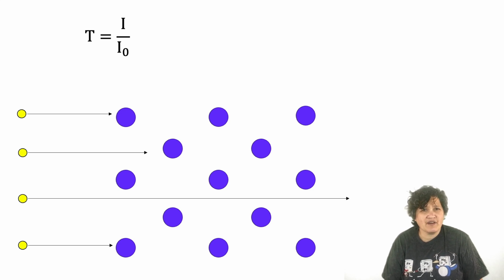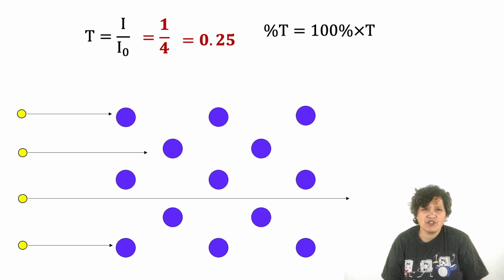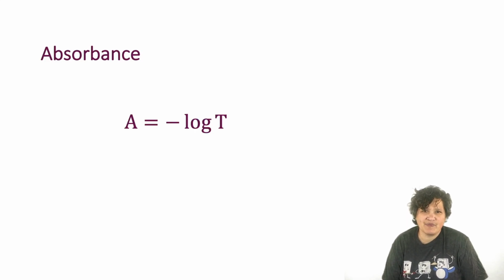In this cartoon, we have 4 photons entering the substance and only 1 coming out. So our transmittance is 1 divided by 4, or 0.25. We also sometimes talk about the percent transmittance, which is just the percent of the original intensity that exits the substance. Here, that's 25%. So that's transmittance. What's absorbance? That's a quantity that's defined as the negative log of transmittance.